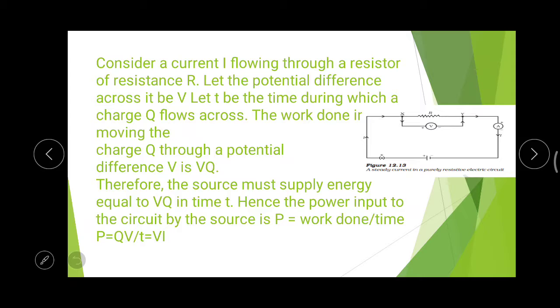Then the work done will be, so we know that the potential V is equal to the work by the charge. So work done will be equal to V into Q. Okay, V into Q will be the work done. So if work is happening, that means the source is giving some energy.